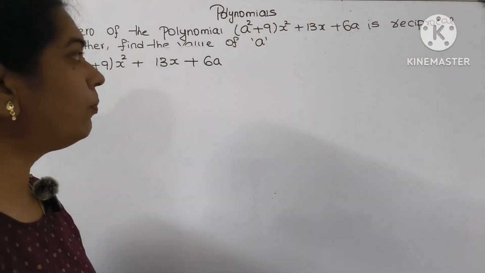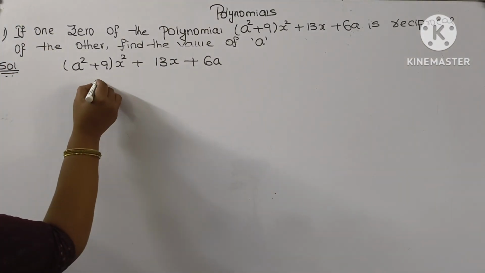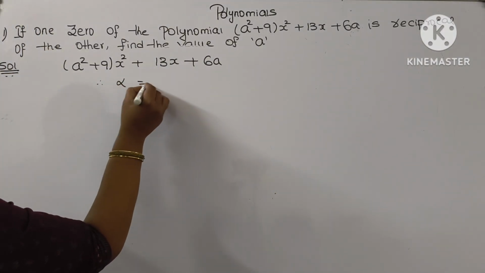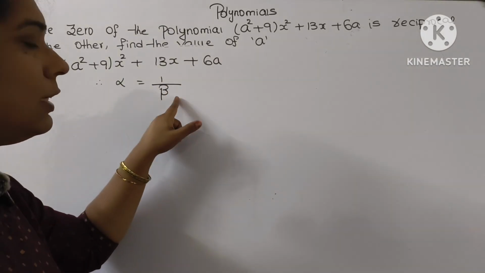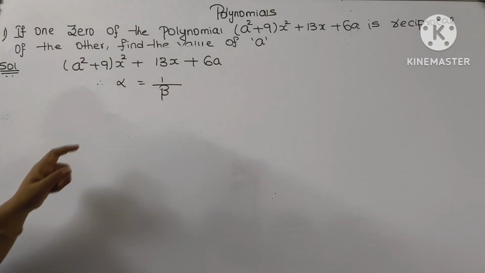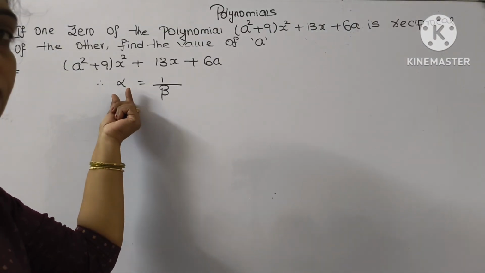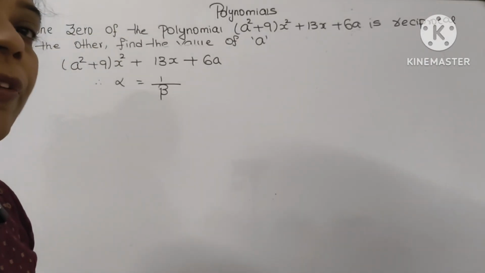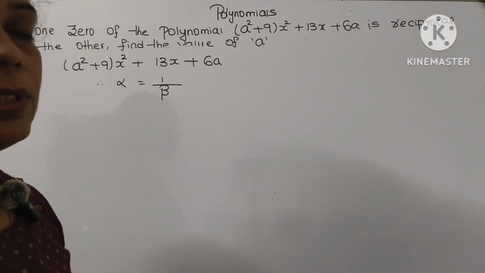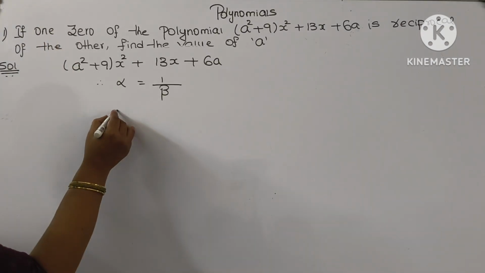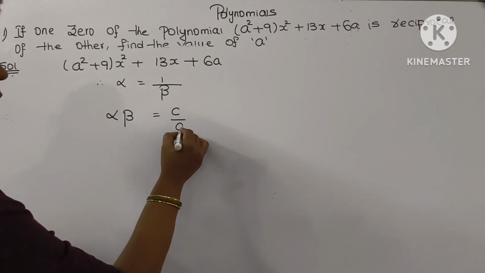And what is the condition? One zero of this polynomial is the reciprocal of the other, which means alpha is equal to 1 by beta. One zero is the reciprocal of another. He is asking us to find a. Whenever the condition is given as one zero is the reciprocal of another zero, we have to use the condition alpha beta is equal to c by a. So we will use the same relation, alpha beta is equal to c by a.